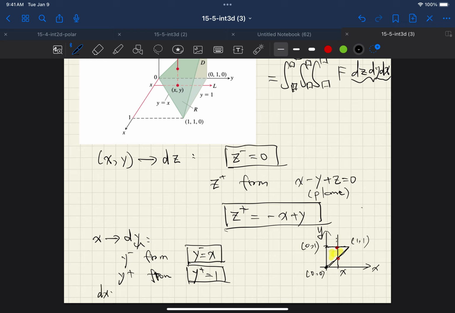Now for dx, finally we come up with the last integral, the most outer integral. So for the x range, we can see from here, the stick is moving from here, so 0, and all the way to here. So x minus is 0 and x plus is 1.